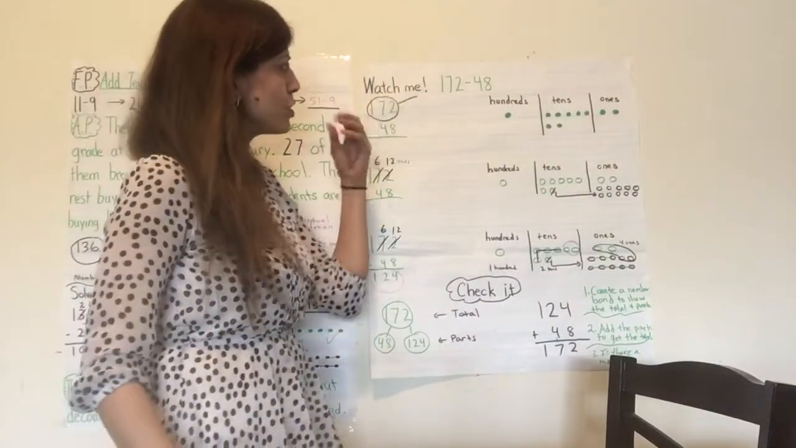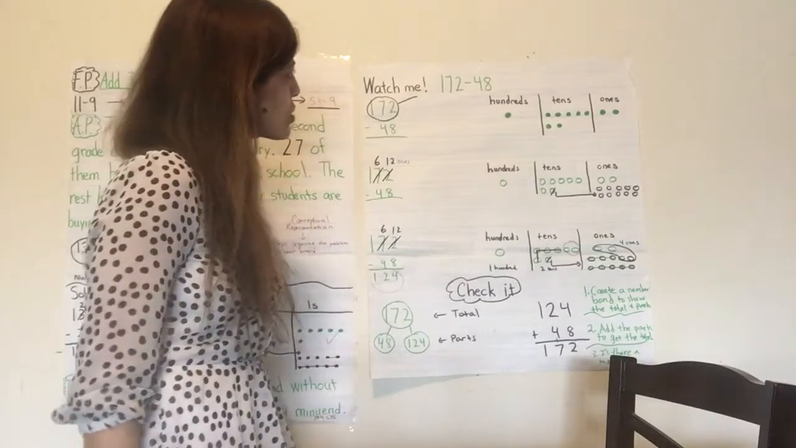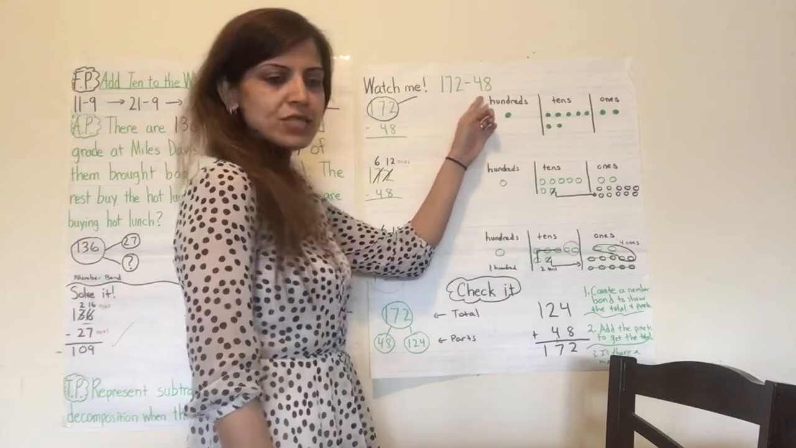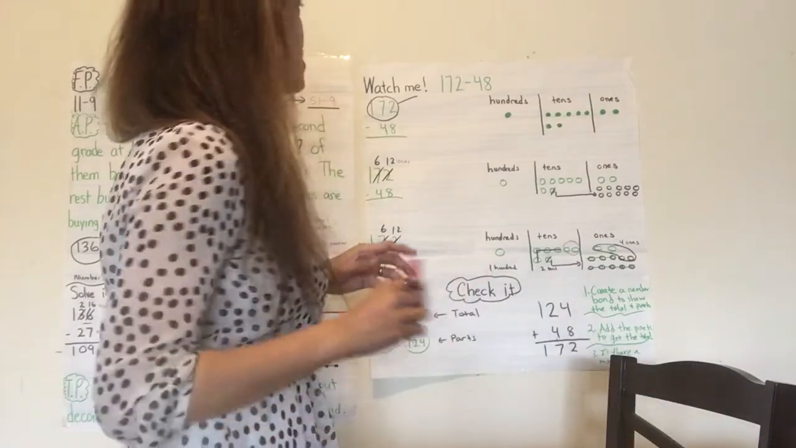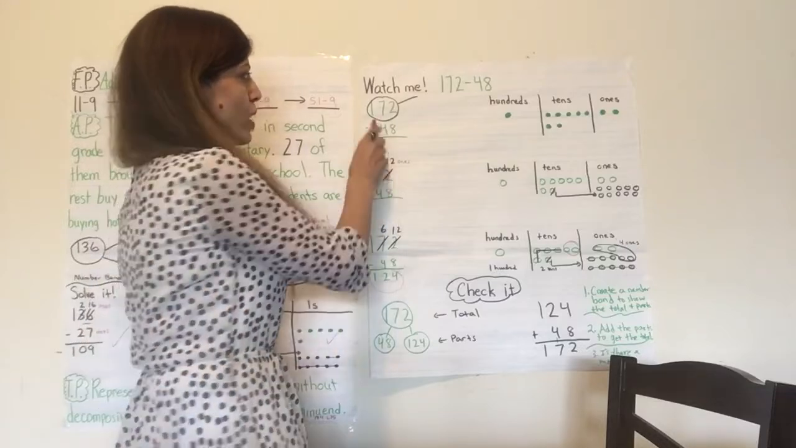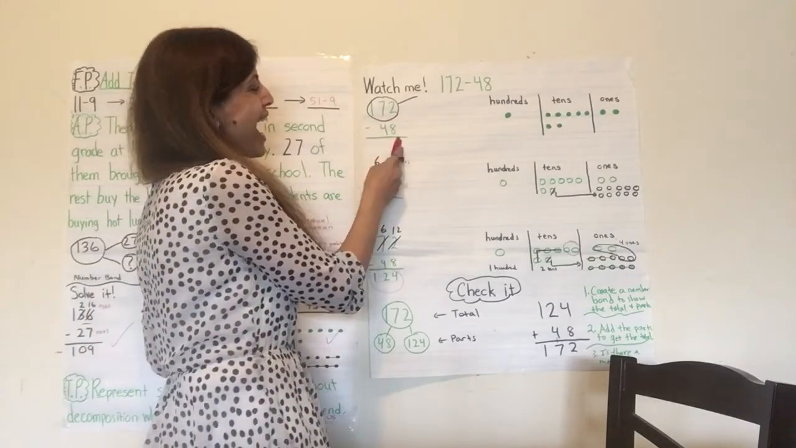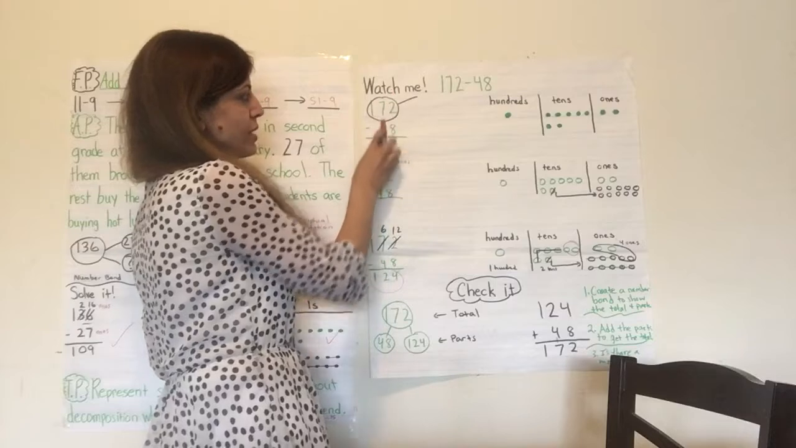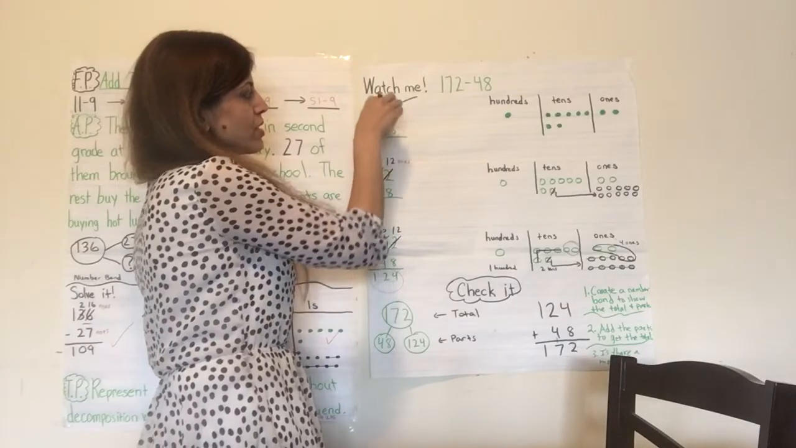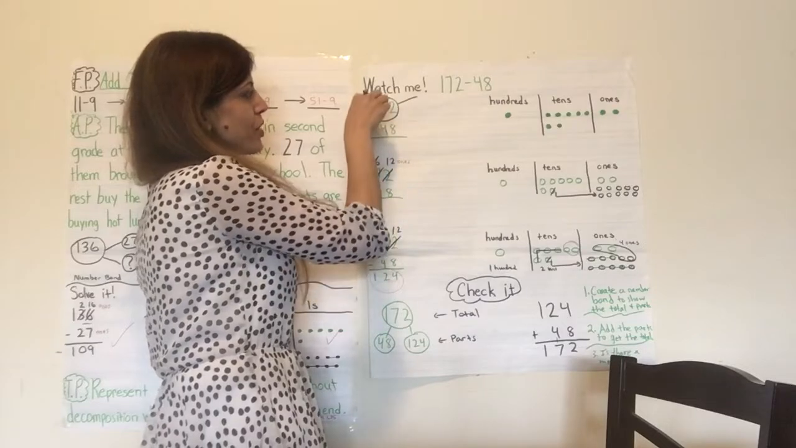I'm going to explain this process using this number sentence. 172 minus 48. So the first step is represent it the vertical way. 172 minus 48. I have to make sure my numbers are in alignment, right, according to the units. So ones column, tens column, hundreds.